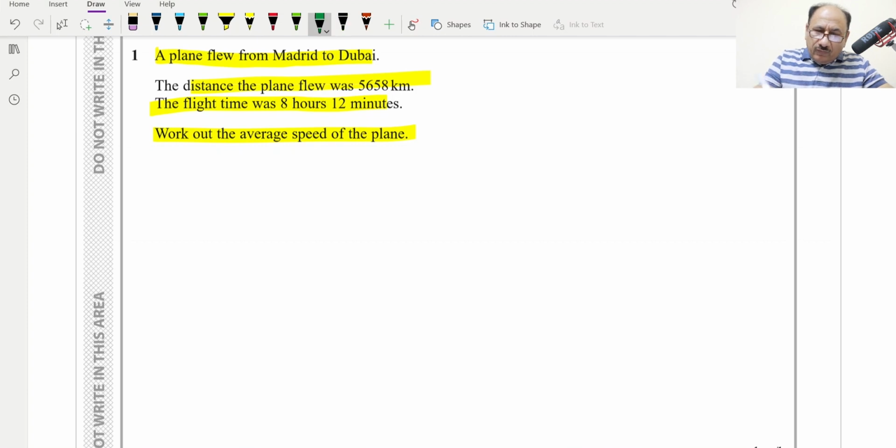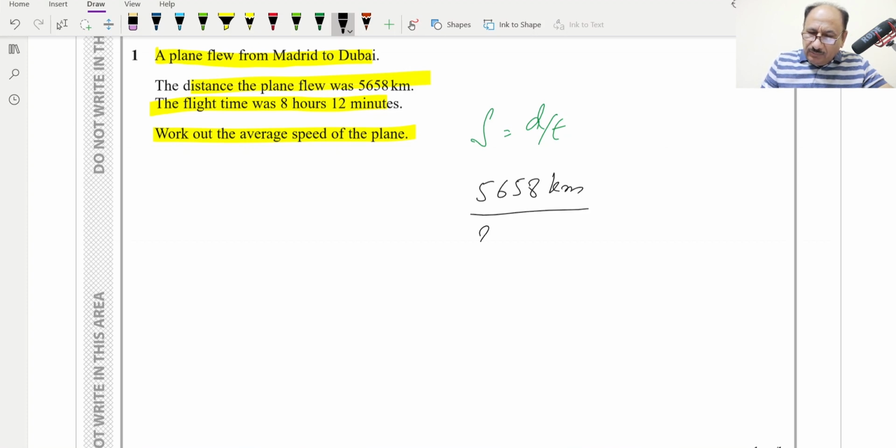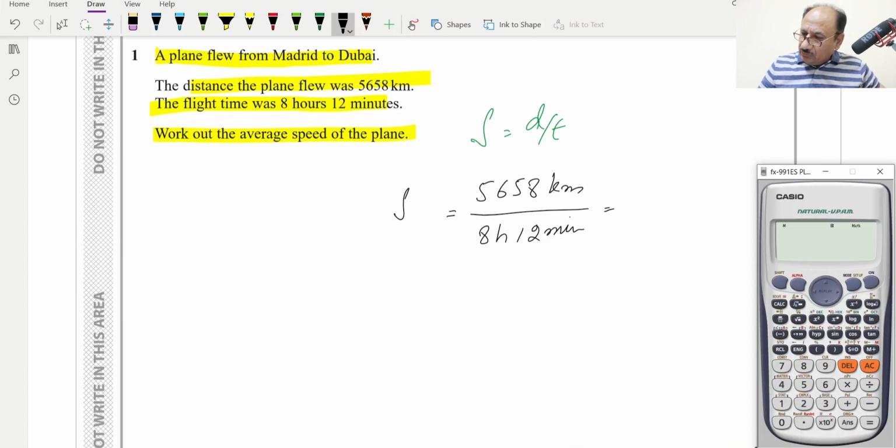So we know the formula that speed is equal to distance over time. So we will be applying this formula. Distance is 5658, so we can write 5658 kilometers, divided by time, and time is 8 hours and 12 minutes. So this will be the speed, and we can use the calculator for this one.